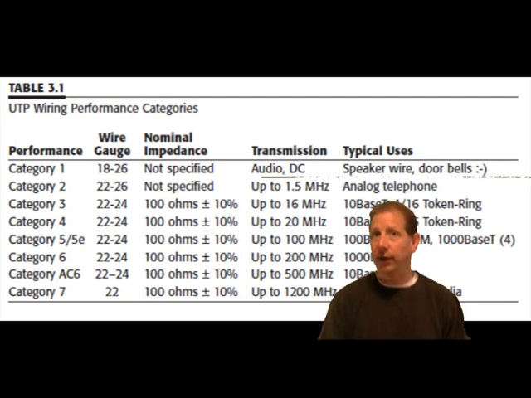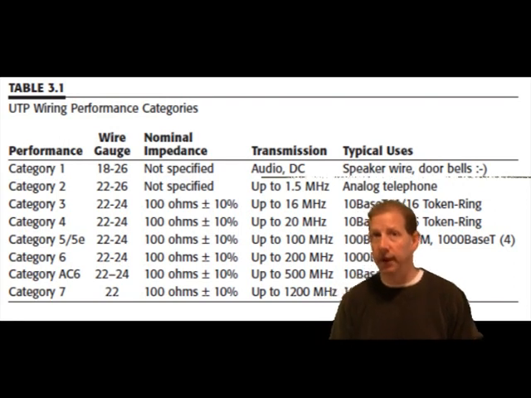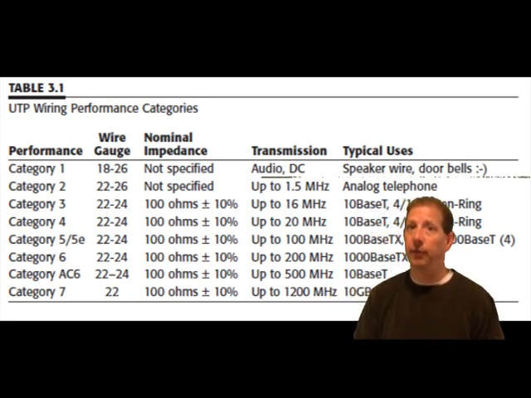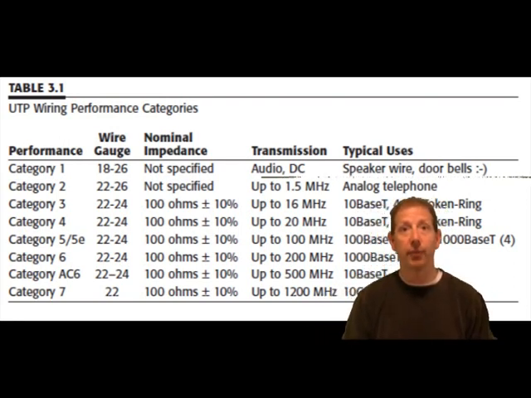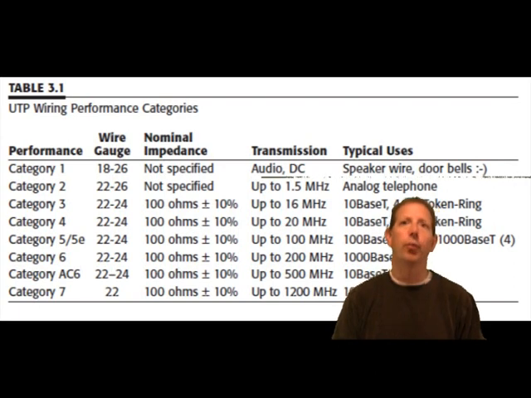Cat 3 can support 10 and 16 MHz networks, such as traditional Ethernet and token ring. Rarely seen Cat 4 supports up to 20 MHz. Cat 5 has been dropped for new installations and replaced by Cat 5e, which is now the entry level for UTP cabling. Cat 5e supports 100 MHz networks as well as the lower speeds.